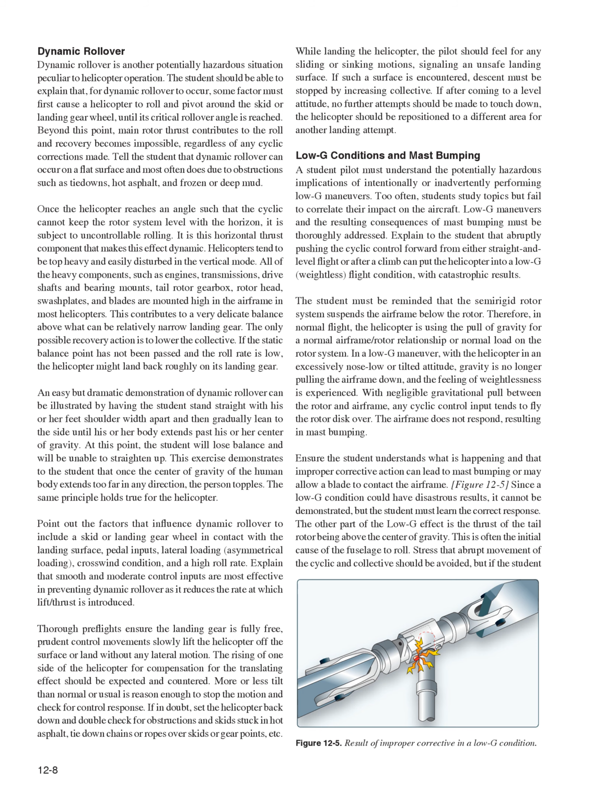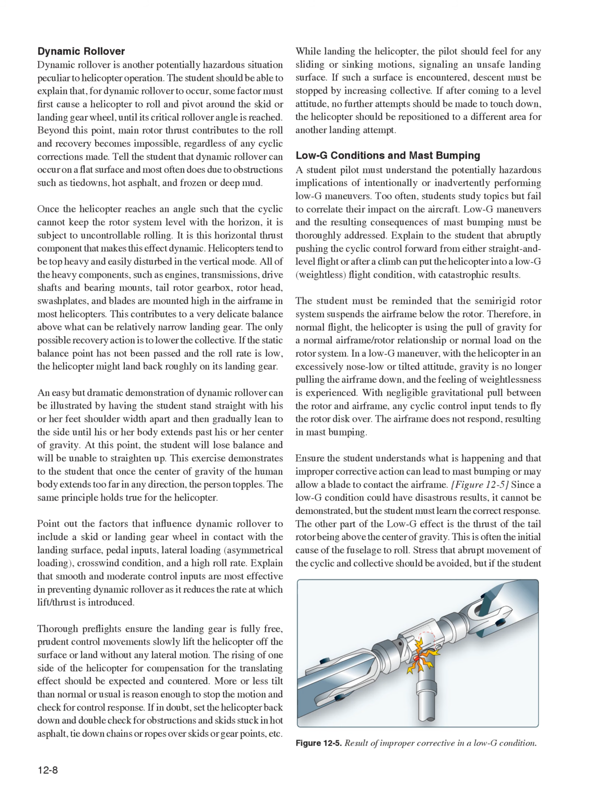An easy but dramatic demonstration of dynamic rollover can be illustrated by having the student stand straight with his or her feet shoulder width apart and then gradually lean to the side until his or her body extends past his or her center of gravity. At this point, the student will lose balance and will be unable to straighten up. This exercise demonstrates to the student that once the center of gravity of the human body extends too far in any direction, the person topples. The same principle holds true for the helicopter.